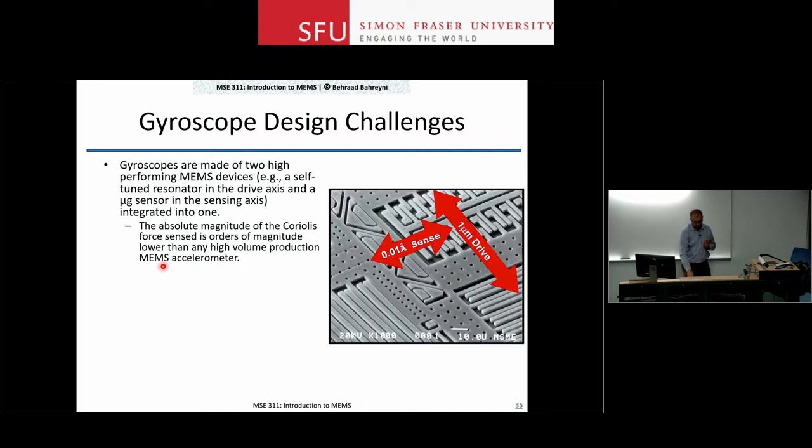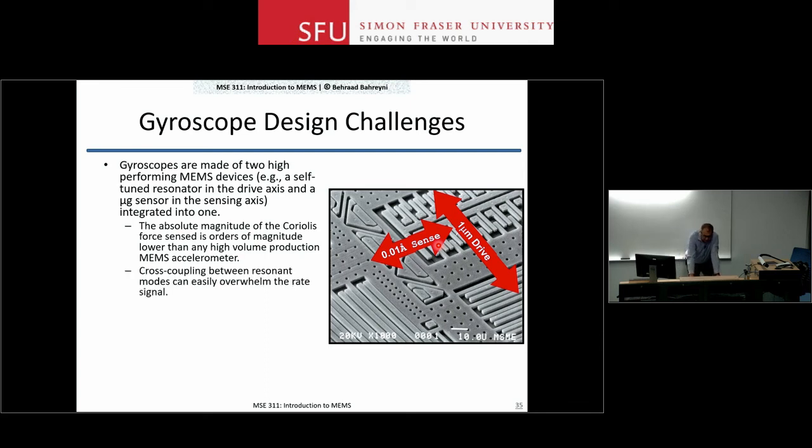The Coriolis force is tiny at the end of the story. Remember that v that you have for 2mvΩ, right? The mass is small, the v is small. The Coriolis force is going to be small. And if you have a device that, let's say, has a 1 micrometer drive amplitude here, on the sense axis, you measure an amplitude of less than 0.01 angstrom. That's on the order of the diameter of a hydrogen atom. And that's tiny, right?